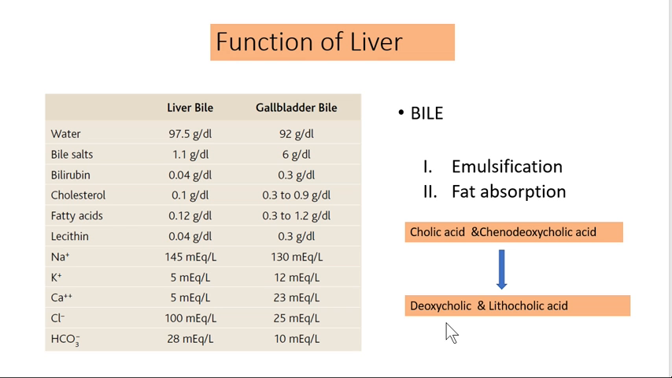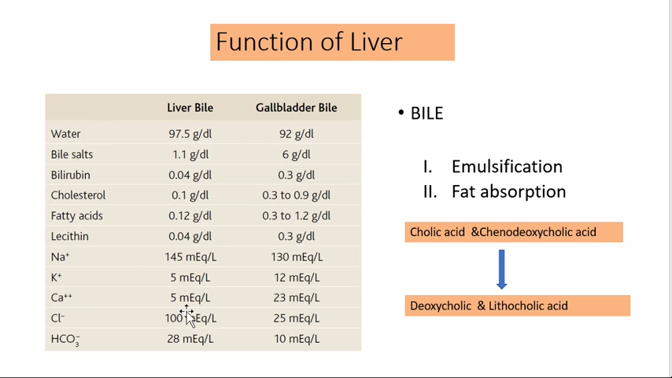So what is this bile? If we see the function of the gallbladder, and compare the concentration of liver bile and gallbladder bile, there are a lot of changes. So I want to highlight the function of the gallbladder here. The composition of bile is basically bile salts, the bile pigment bilirubin, and bile acids, which are formed from cholesterol. So cholesterol is also a component. Fatty acids are also present and different electrolytes are also present. So this is the composition of bile.